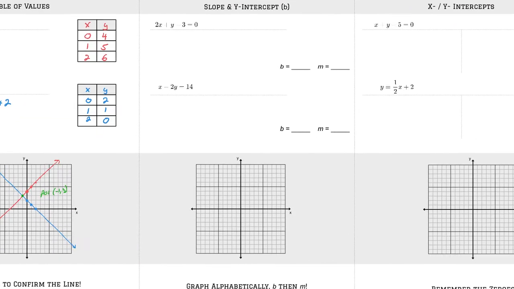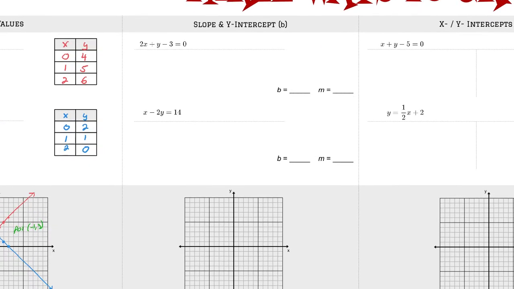The second method is the slope y-intercept method. For this one, you do need to manipulate your equations and put them into y equals mx plus b. First equation, once you've done it, will be y equals -2x plus 3. And the second equation, once you've done it, will be y equals 1/2 x minus 7.